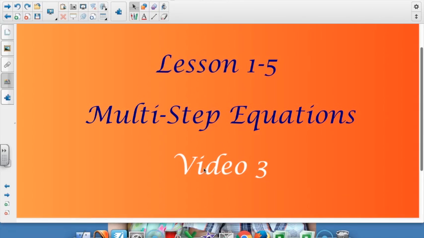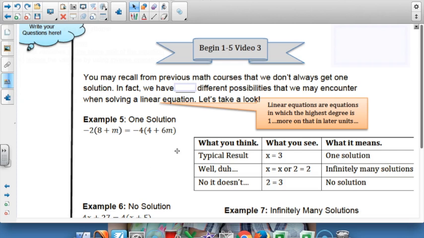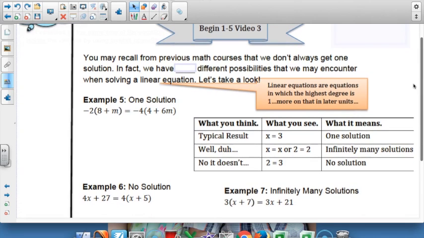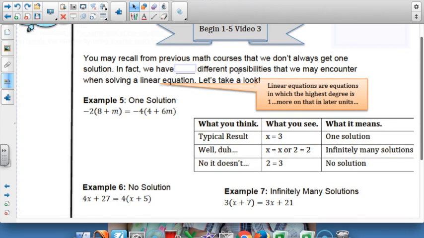Math students, in this third video of lesson 1.5, we're going to look at some special cases, so let's get straight to it. You may recall from last year or previous years that you don't always get just one solution. There are some situations where you have different possibilities. There are actually three different possibilities that you might come across. The possibilities are you might get one solution, you might get no solution, you might get infinitely many.